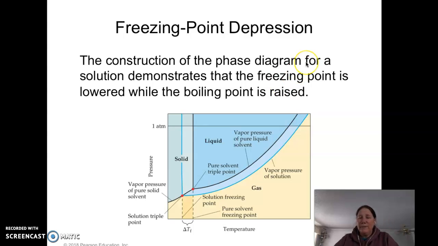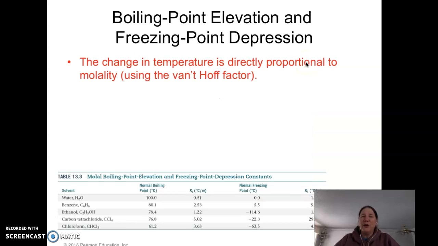All right. So whenever you add particles, you change the boiling point. It has to be hotter to boil, and you change the freezing point. It has to be colder to freeze. When you have a change in temperature, it's directly proportional to the molality. Molality is important. And we use something called the van 't Hoff factor, and I'll show you that in a minute. It's a little bit different.